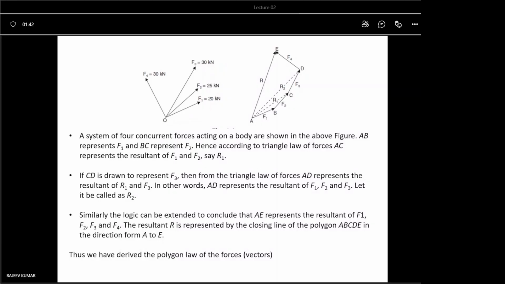Draw the angle, and by that one inclination you draw a line. Whatever the magnitude is there, 20 kilonewton, you write 1 centimeter is equal to 5 kilonewton. So 4 centimeter will give you the 20 Newton. So from point A, 4 centimeter length you measure on the scale and cut it on that one line. Then that 4 centimeter last point will be given by B.